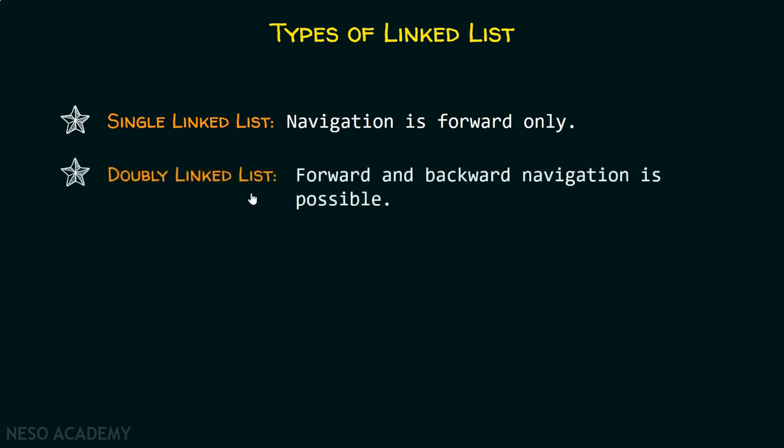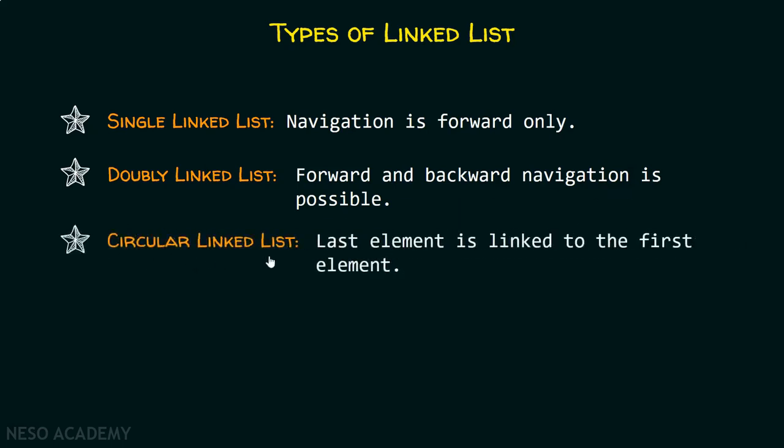But when the navigation is forward and backward, then it is called a doubly linked list. So here in the doubly linked list, forward and backward navigation is possible. We have another type called circular linked list. Here the last element is linked to the first element. As the name itself suggests that this is a circular linked list. So definitely the last element must be linked to the first element.